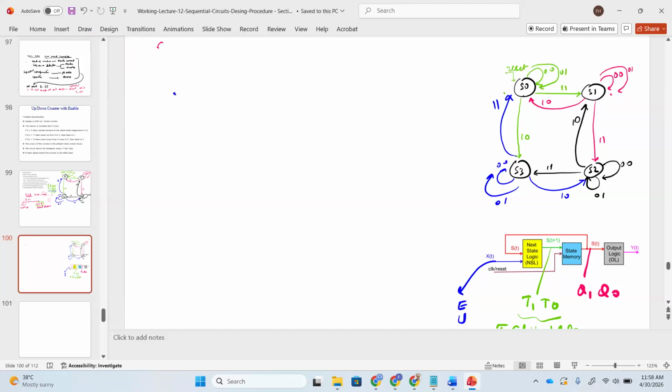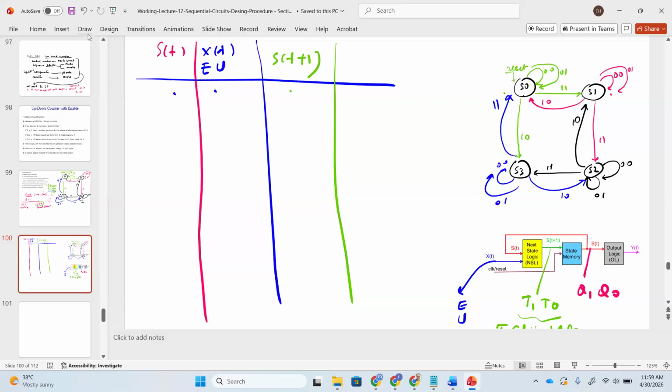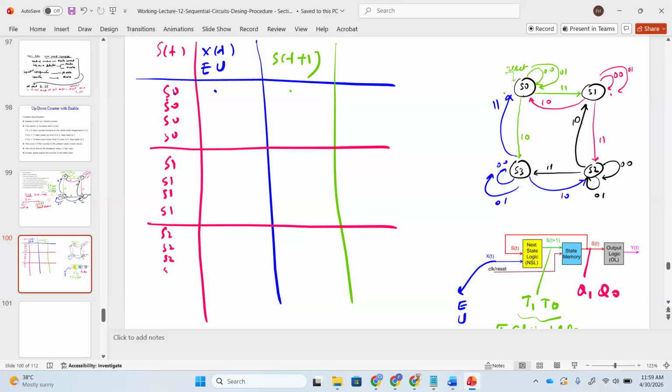So this is my state transition table. This is ST, and this is my input XT, where ST is E and U. Then we have ST plus 1, the same color coding, the same thing. There are 4 states, can you see here? S0, S0, S0, and S0, then S1 four times, then S2 four times, then S3 four times. Got it or not got it? So this is how it works.